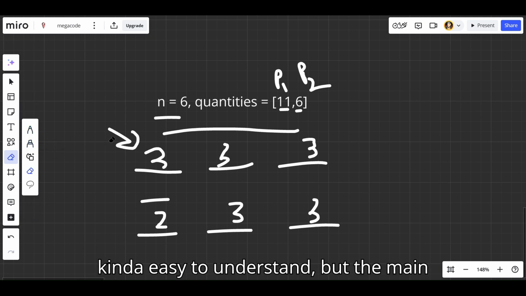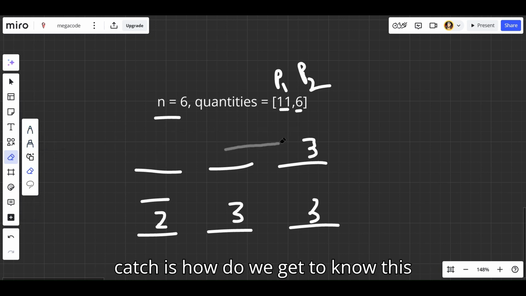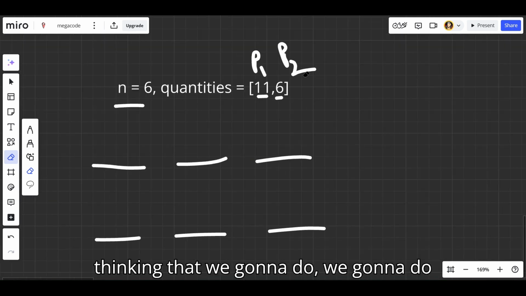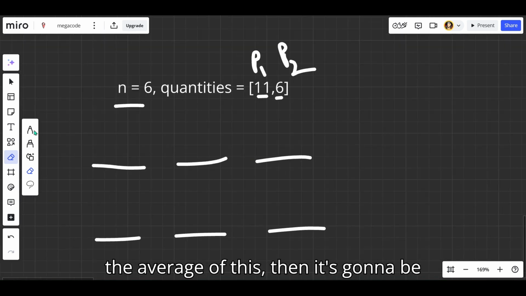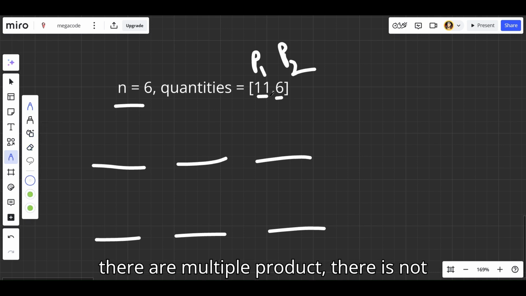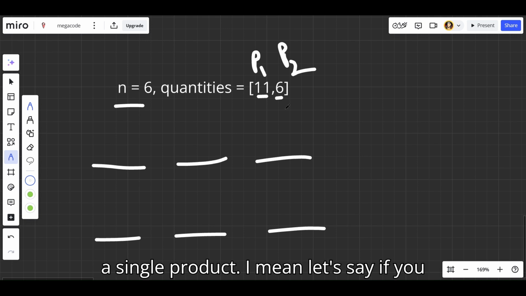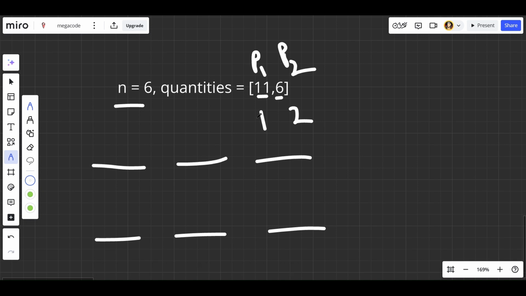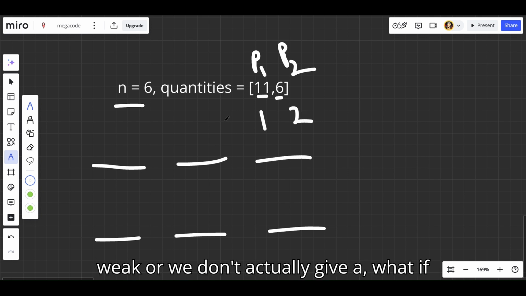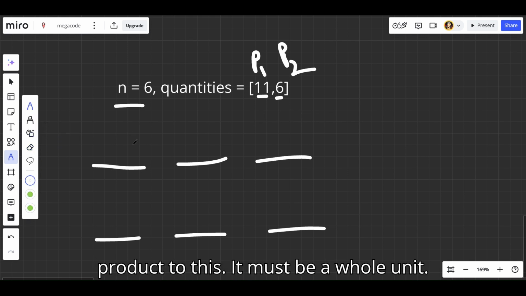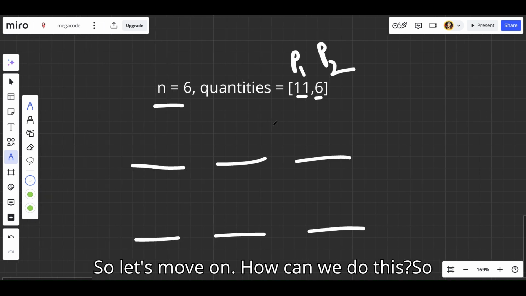Now the question is kind of easy to understand, but the main catch is how do we get to know this distributed value? You must be thinking that we're going to take the average of these, and that will be the minimum of all the possibilities. Yeah, kind of, but not actually, because there are multiple products, not a single product. Let's say I have one product of quantity one and another product of quantity two. If we try to do the average, it is 1.5, and we don't actually give a broken product, half to this shop and half to that shop. It must be a whole unit.